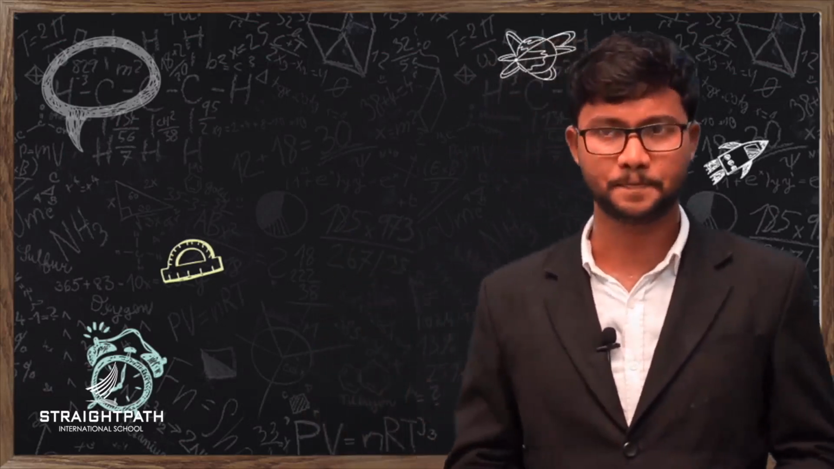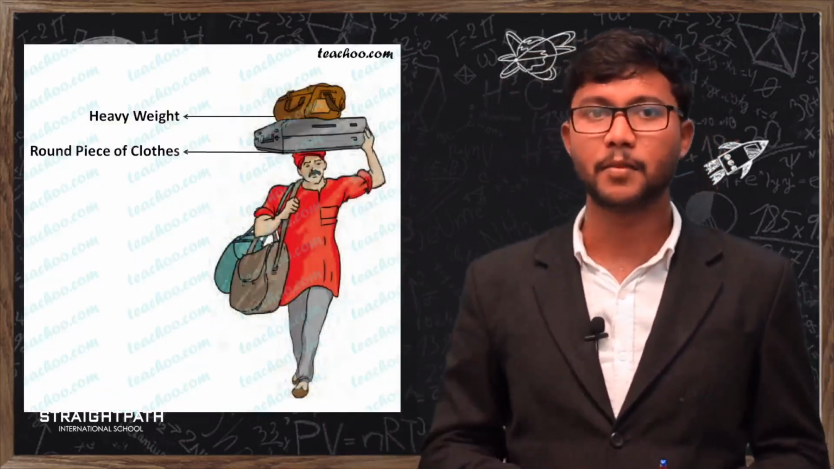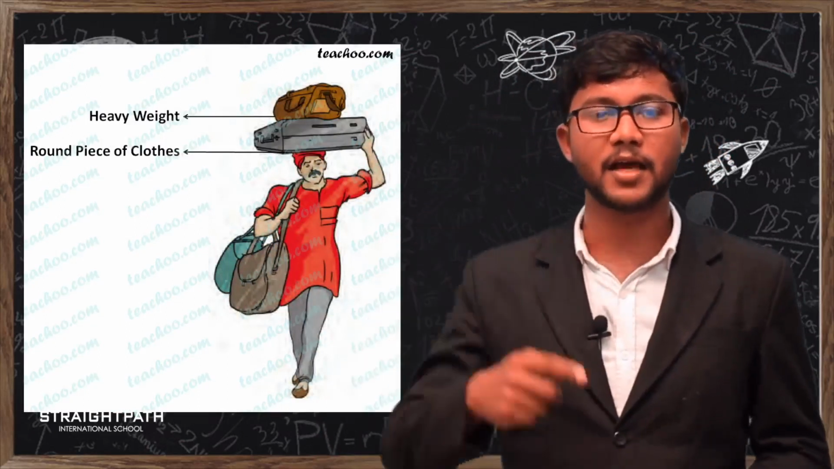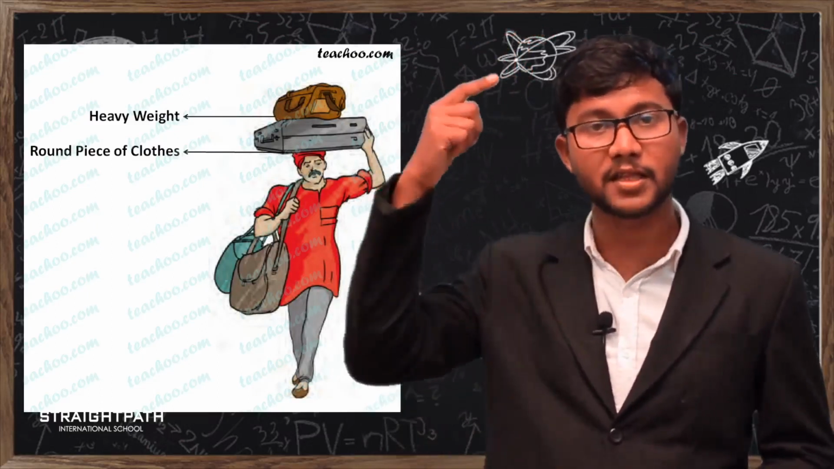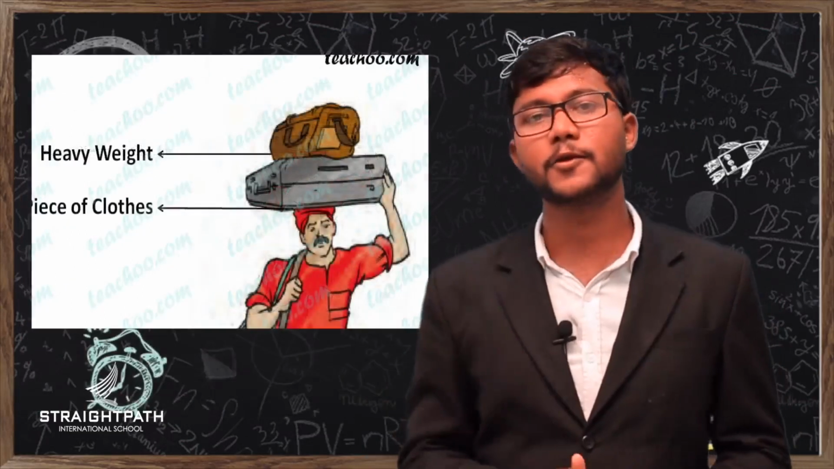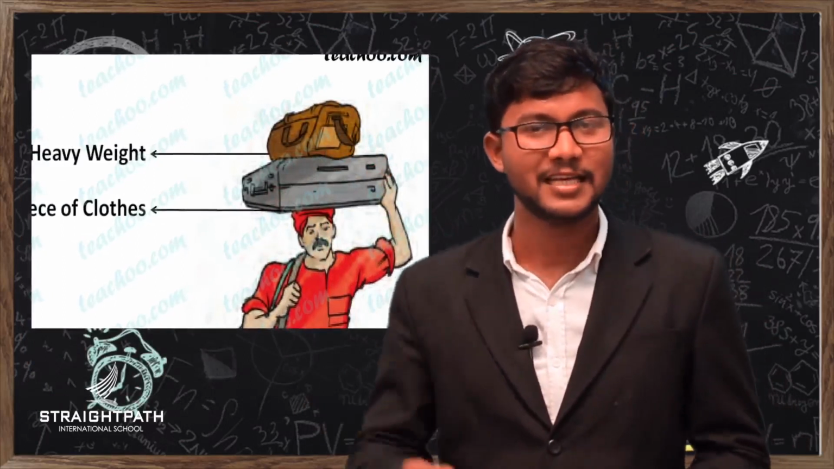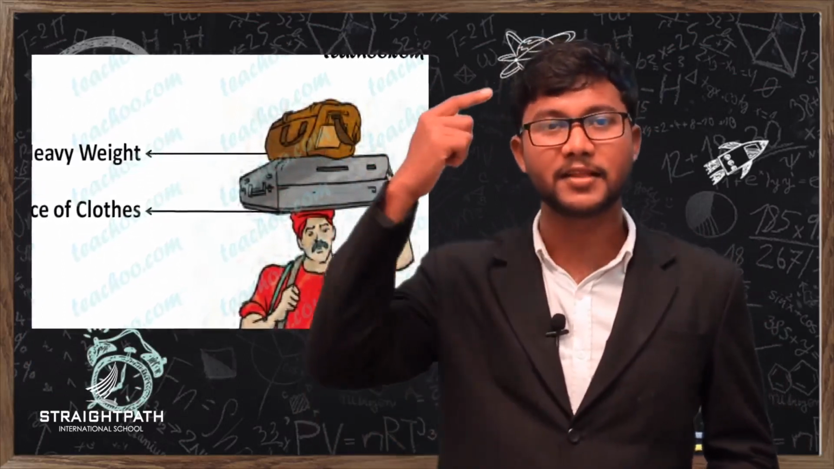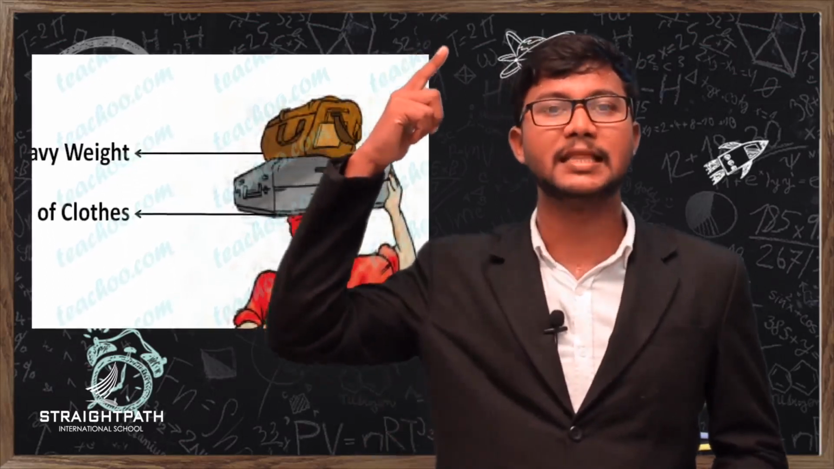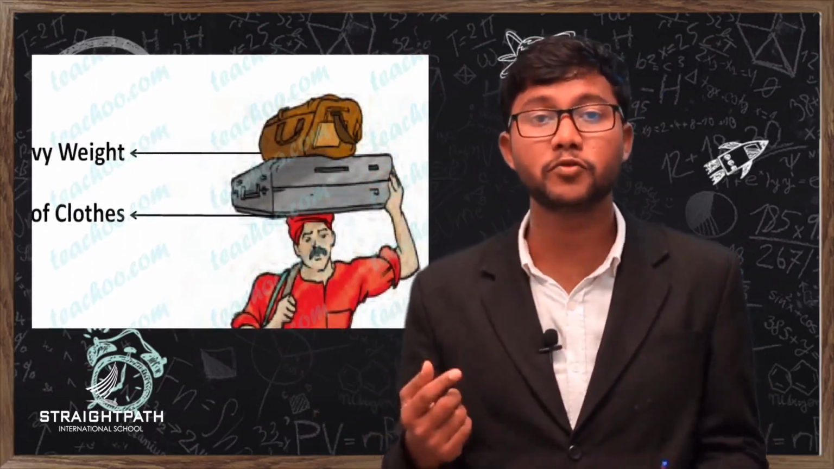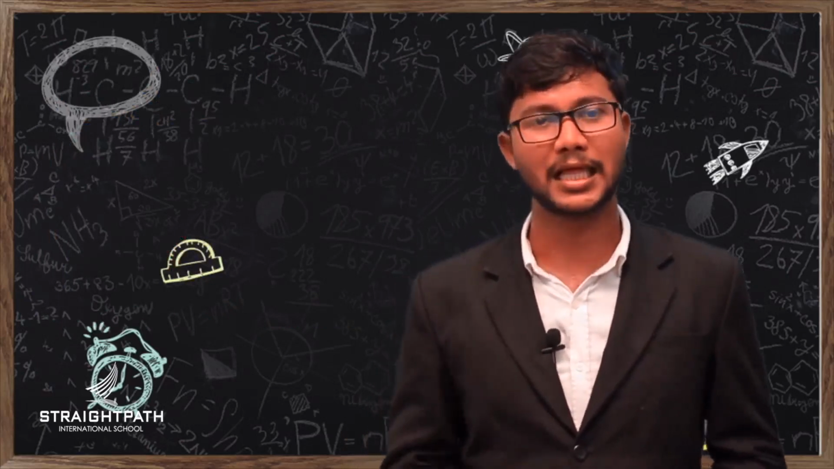I will give an example. As you know, porters keep luggage on their head, but you may notice that they never keep the luggage directly on their head. They keep a small piece of cloth on top. Why are they using the cloth instead of keeping the luggage directly on their head? They are increasing the area by covering their head with a cloth. So when they keep the luggage on top of the cloth, the area increases. Then pressure decreases. The porter will feel comfortable carrying that luggage.